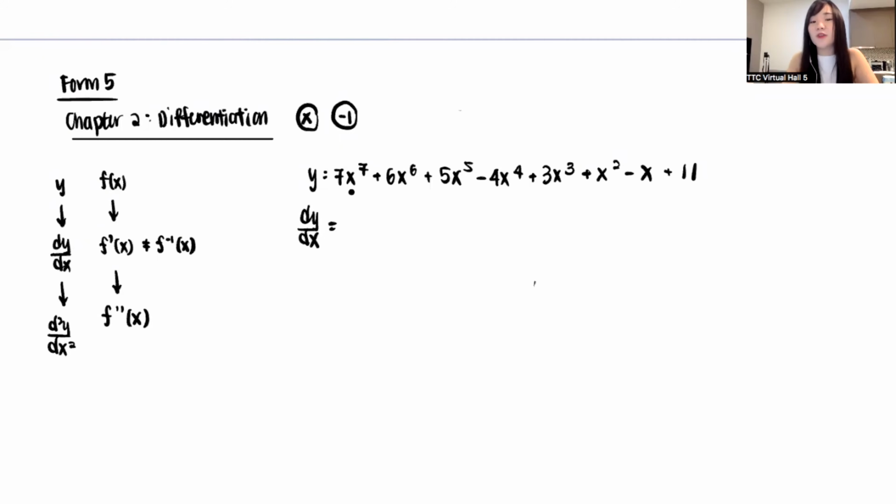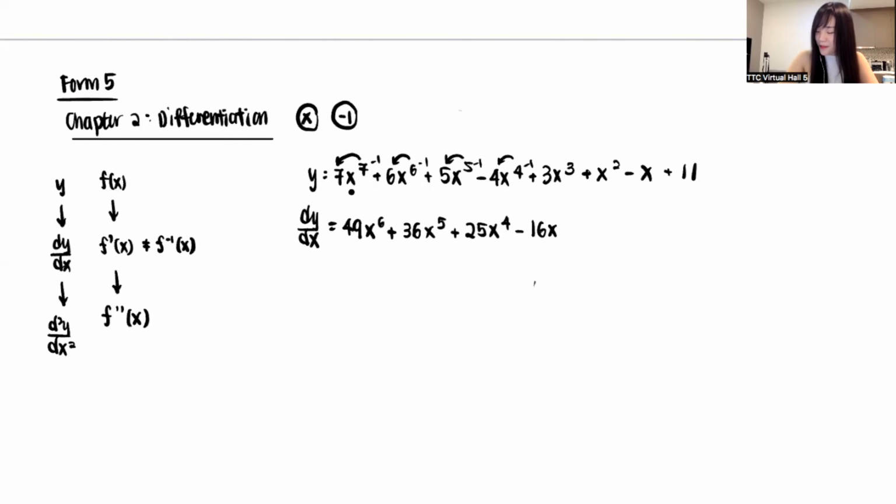So when you differentiate it, you will times the power and then minus 1. Let's do it. 7 times 7, 49, power minus 1, power 6. Next one, 6 times 6, 36, power minus 1, 5. 5 times 5, 25, power minus 1, 4. 4 times 4, 16, power minus 1, 3. 3 times 3, 9, power minus 1, 2.